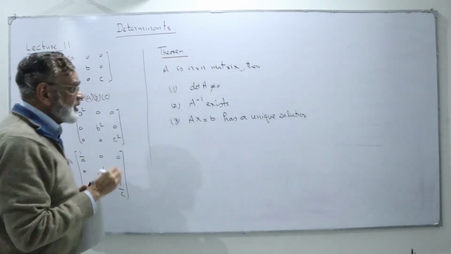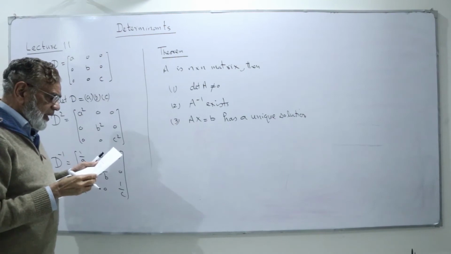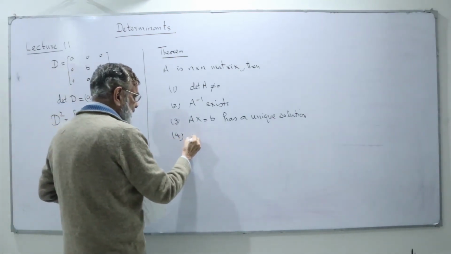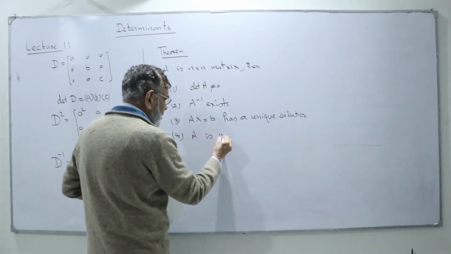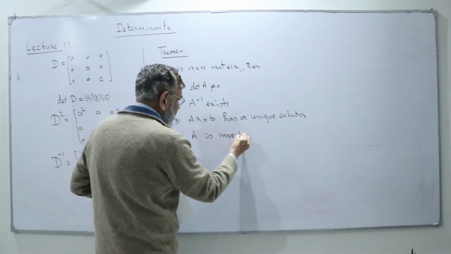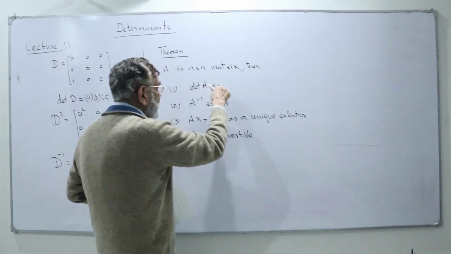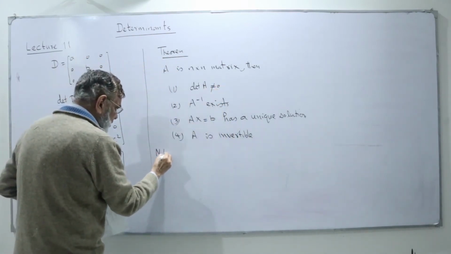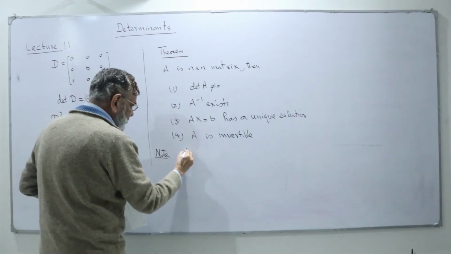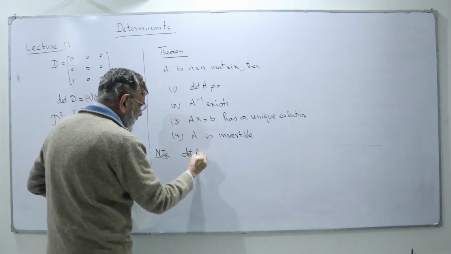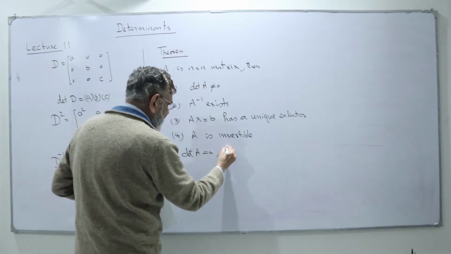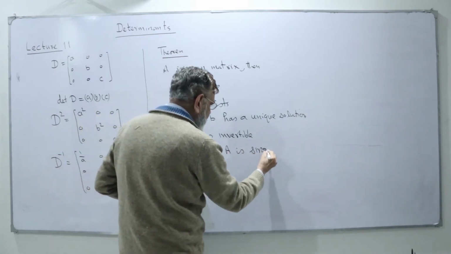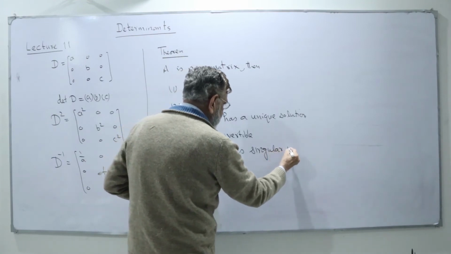So these three are equivalent, and we say number 4, if A inverse exists, I will say A is invertible. So this is the case when determinant of A is not equal to 0. So here is a note. When determinant of A is equal to 0, then we say A is a singular matrix.